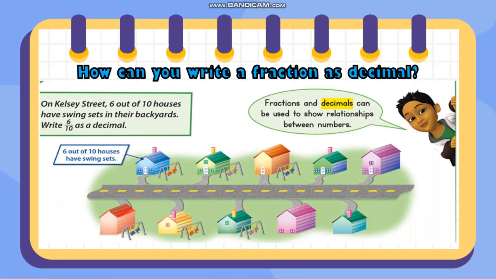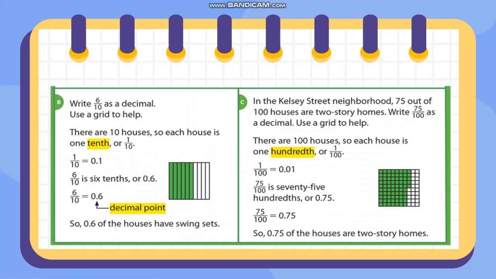Let's analyze this problem. On Kelsey Street, 6 out of 10 houses have swing sets in their backyards. So you're going to write 6/10 as a decimal. Fractions and decimals can be used to show relationships between numbers. You need to use a grid to help. As you can see, this is the grid, 6 shaded parts out of 10 parts.